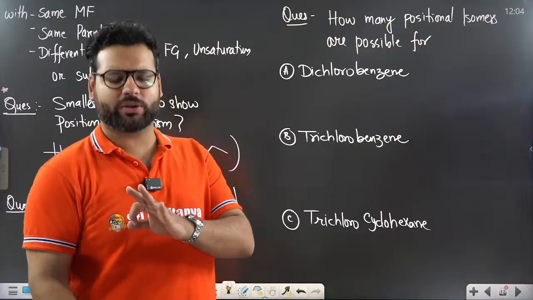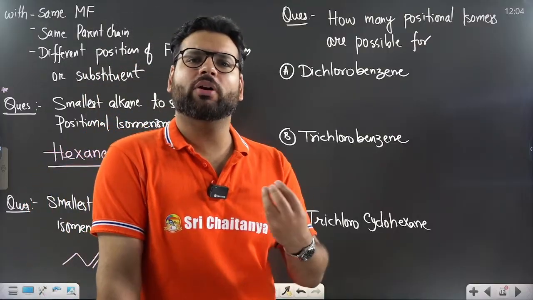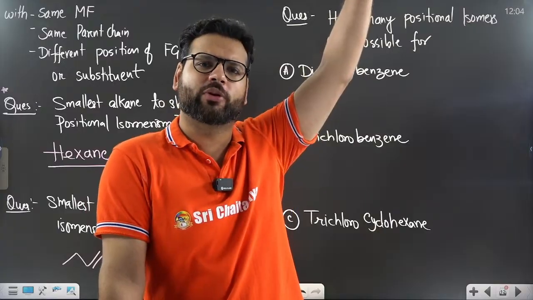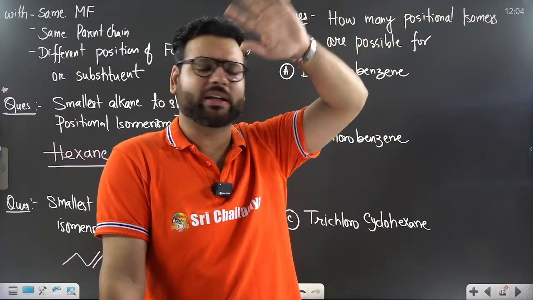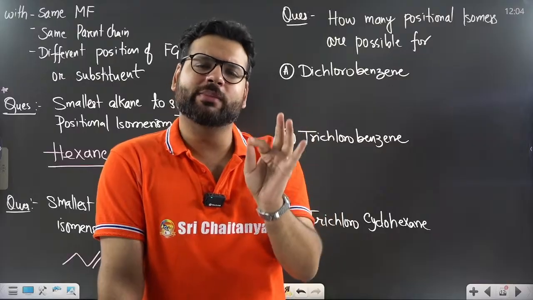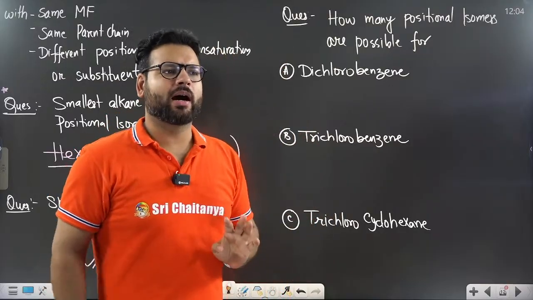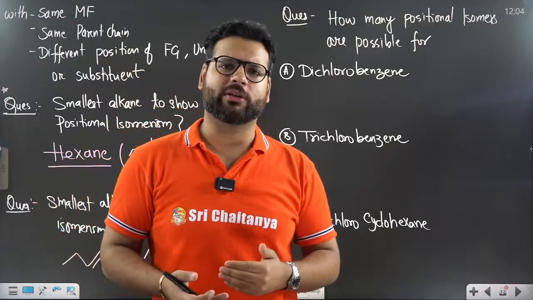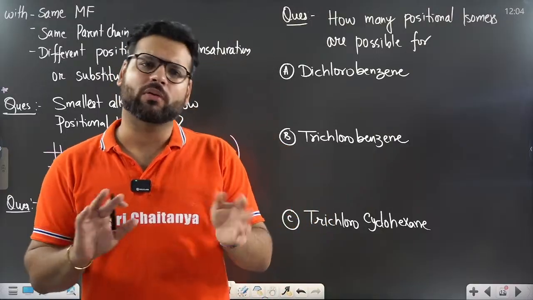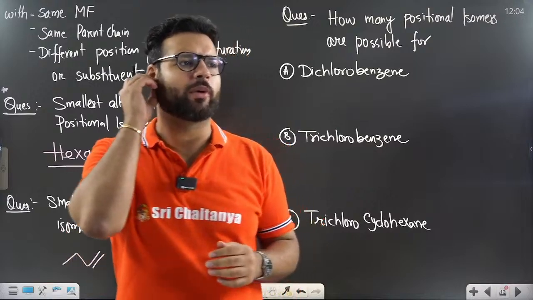Don't try to change the chain and all. I am not asking how many total isomers are possible for C6H3Cl3. No, I am not asking that. I am asking a simple question. I have given you that the name of the compound is dichlorobenzene. How many types of dichlorobenzene are possible? 1,1, 1,2, 1,3, 2,4, all those types. So tell me how many.